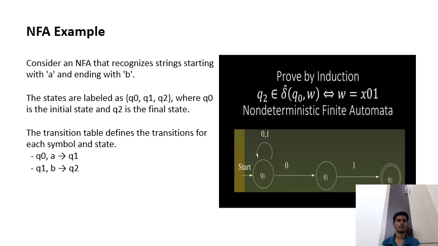NFA example. Consider an NFA that recognizes strings starting with A and ending with B. The states are labeled Q0, Q1, Q2, where Q0 is the initial state and Q2 is the final state. The transition table defines the transitions for each symbol and state. Q0, A gives Q1, Q1, B gives Q2.